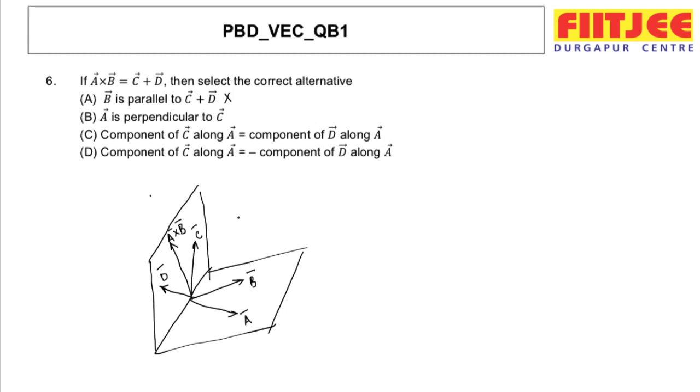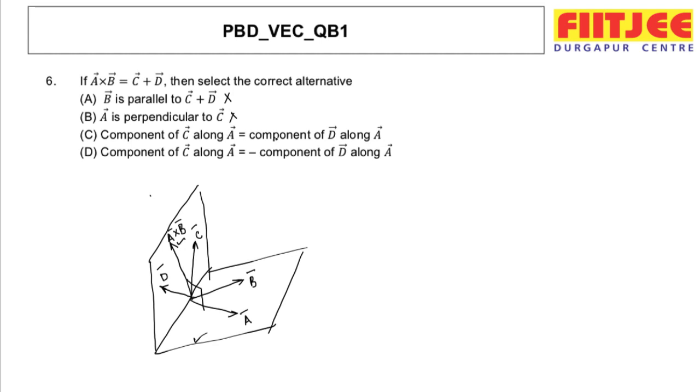Now we can understand the situation in this following diagram, where you can see that the A vector and B vector lie in this plane. So A cross B lies along a direction perpendicular to both the A vector and the B vector. Now it says that A vector is perpendicular to C vector. It is not true, because A vector cross B vector is perpendicular to A vector, so it cannot be perpendicular to C vector or D vector. So that is also a wrong option.